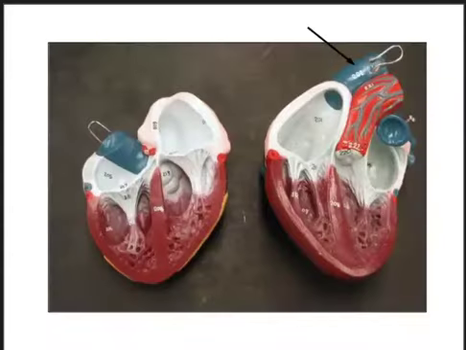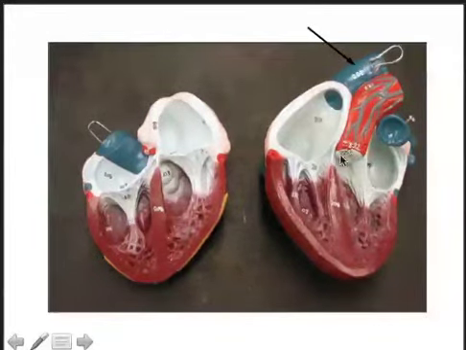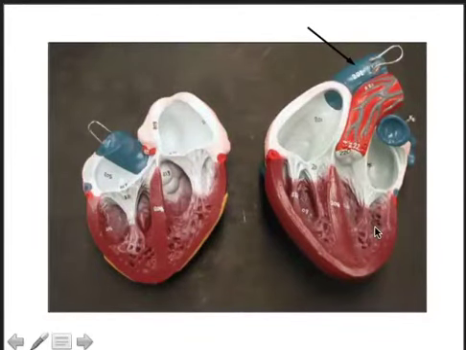Okay, this is a heart butterflied open. Remember that this is the posterior end of the heart. This is the anterior end of the heart. If we look very carefully, what we can see here is the aorta right here, coming right off of the left ventricle. Okay, this is the right ventricle, and that makes this vessel the superior vena cava, bringing blood back into the right atrium.